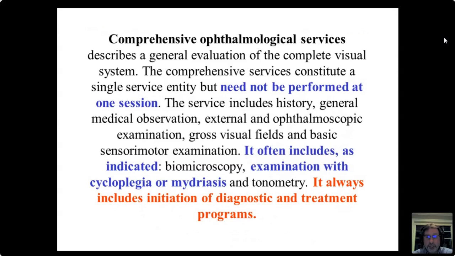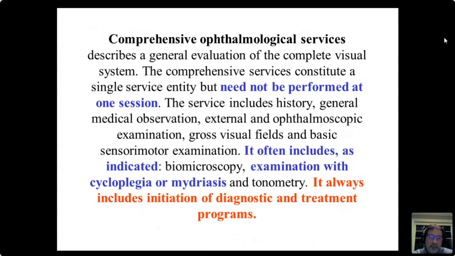The service includes history, general medical observation, external and ophthalmoscopic examination, gross visual fields, and basic sensory motor examination. It often includes, as indicated, biomicroscopy, examination with cycloplegia or mydriasis, and tonometry. So this is one question we get a lot: do you have to dilate a patient with a 92,000 code? And the way the definition is worded, it says it often includes as indicated. So technically you don't really have to dilate to do a comprehensive exam.